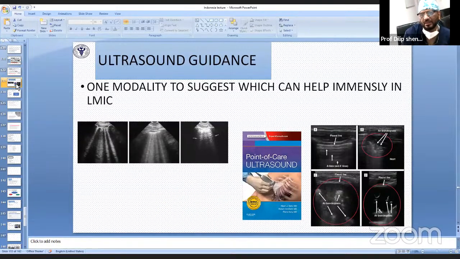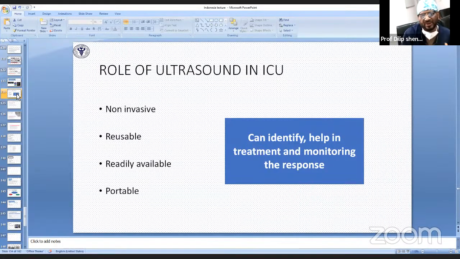One modality I would suggest which can help immensely in a low-income setting is ultrasound guidance. What is the use of ultrasound guidance? It is non-invasive and reusable. You can identify the disease, treat the patient, and see the response. It is very non-invasive and portable. Ultrasound skills have become mandatory for anesthetists nowadays, either for regional blocks or critical care. It is such an important tool. It can help you in many tricky situations.